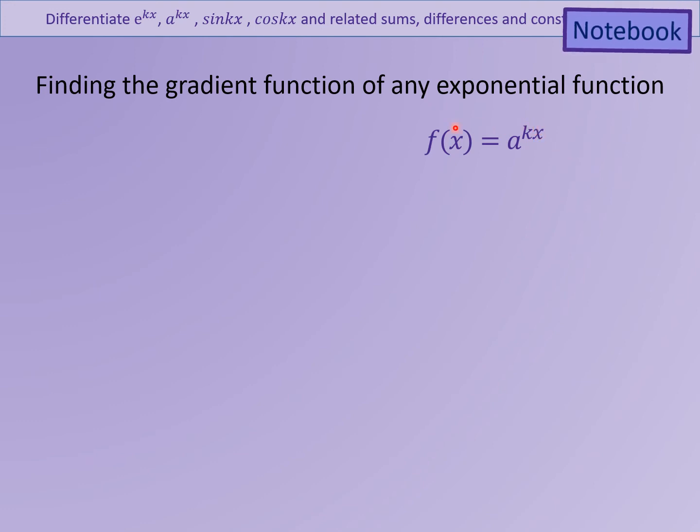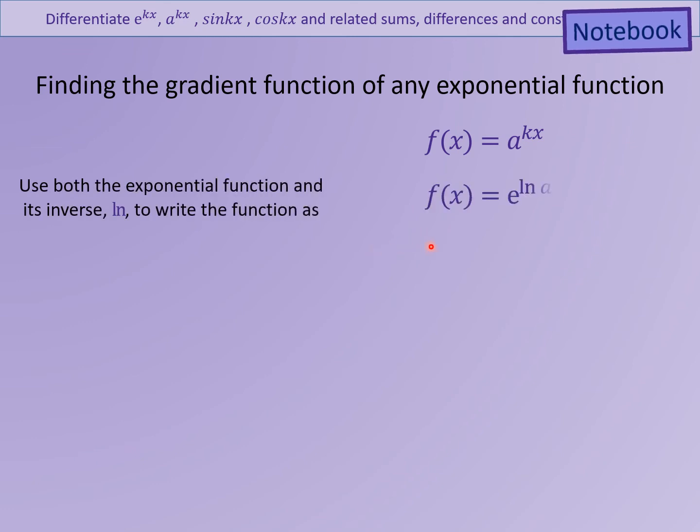Now the first thing we're going to do to show how to differentiate this is just to rewrite a to the kx using the exponential function. The reason we can use the exponential function is because we know how to differentiate it. We don't know how to differentiate this a part as a base there. So the way I'm going to convert it is by using not just the exponential function, but also its inverse.